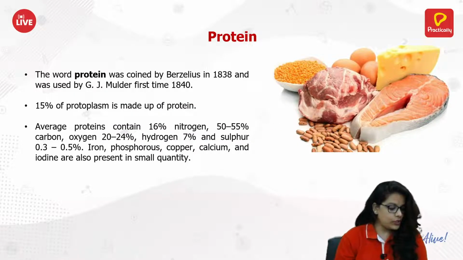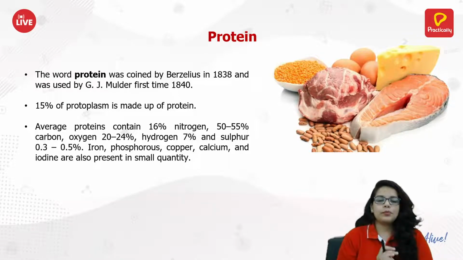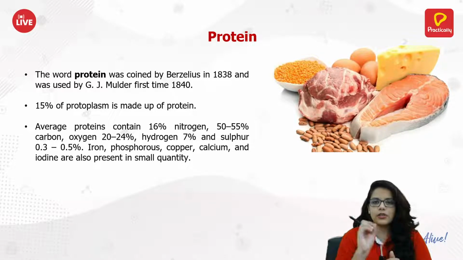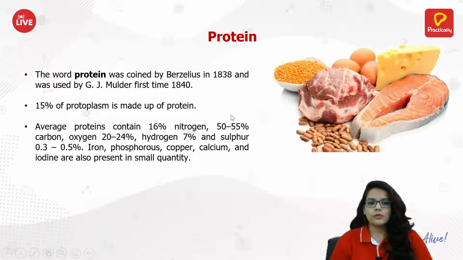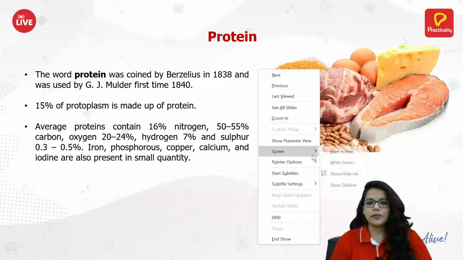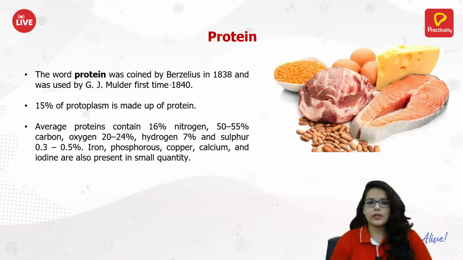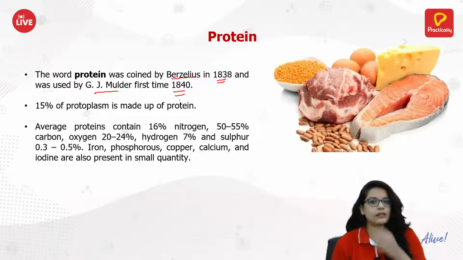Okay, so proteins. The first time somebody actually talked about protein was this person called Berzelius. Berzelius was the one who first talked about protein in the year 1838, and the term was used by J.G. Mulder for the first time in 1840.